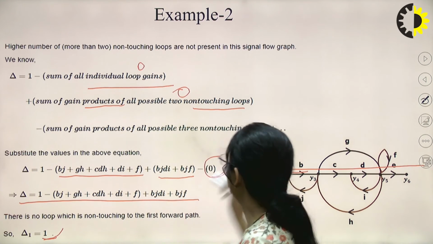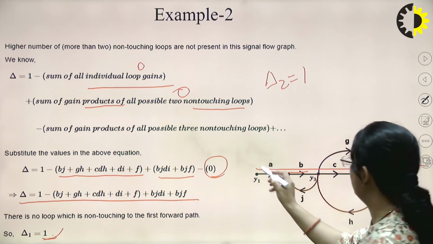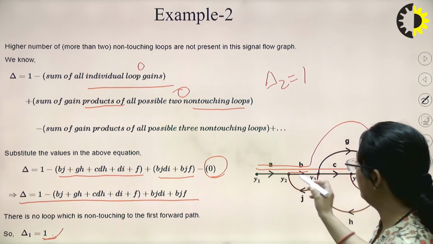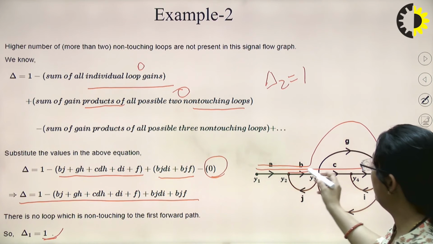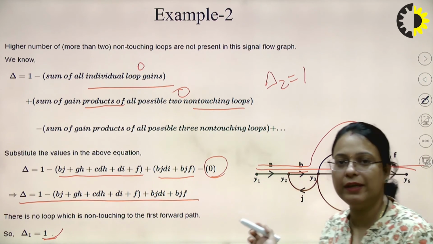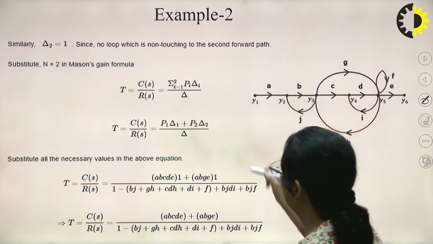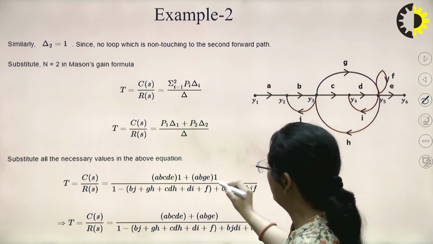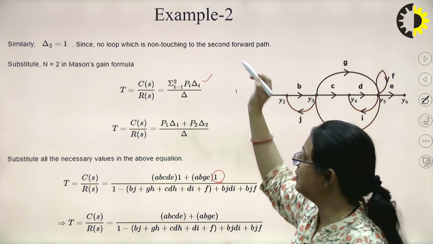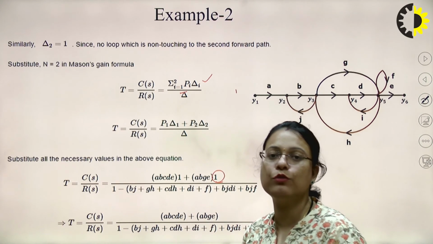Similarly for delta 2, the value will be 1 because this is the second path and all the loops are touching it. All the nodes are common between the second forward path and the feedback loops or the self loop. So the value of delta 2 here is again 1. Now we put the values here. Sigma Pi delta i: since there are 2 total paths, i starts from 1 and goes to 2.